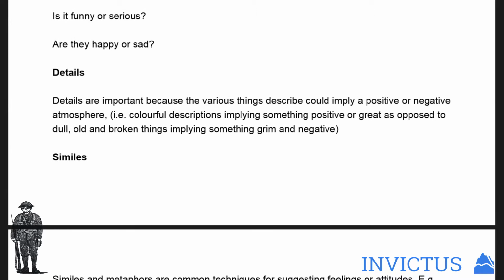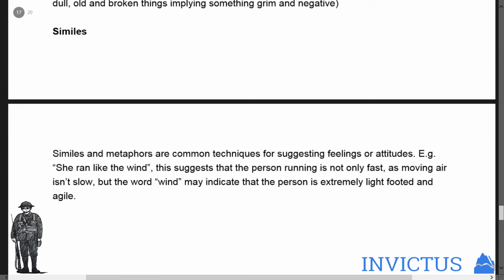Think about the feelings, especially because a good way of making a good piece of writing is that writers frequently display human emotions to drive the text along, and put some kind of inferred meaning where descriptions cannot do that. So details are important because various things could imply positive or negative. Dull, old, broken things suggest a dismal atmosphere, and bright and colorful suggests something nice, shining and clean.